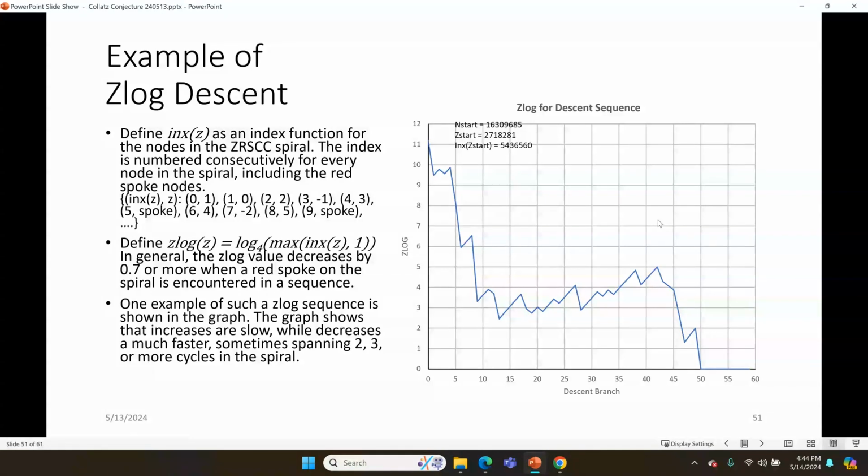So this is another example of a z-log sequence. What we see here is that the decrements are rather fast since they change a lot when they go down the spoke, whereas the increments are rather slow in comparison since they change linearly as you cycle around the cycles.